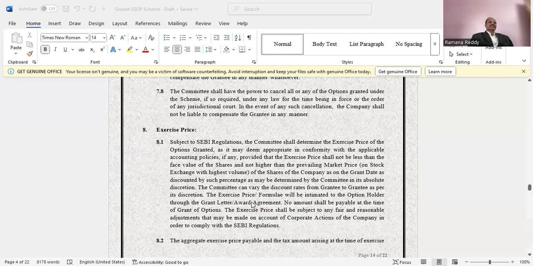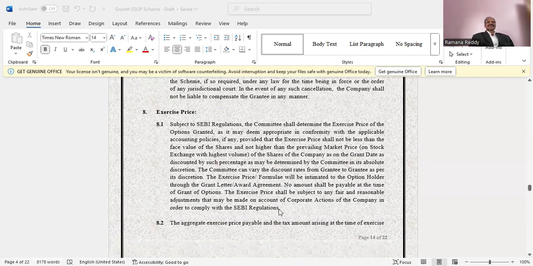Now we will discuss the exercise price. Subject to SEBI regulations, the committee shall determine the exercise price. This is the discretionary power given to the NRC, subject to applicable SEBI regulations. Either it may be face value, and it shall be an attractive price as may be deemed appropriate in conformity with the applicable accounting policies, if any, provided that the exercise price shall not be less than the face value of the shares and not more than the market value. If it is more than the market value, then it is not attractive.